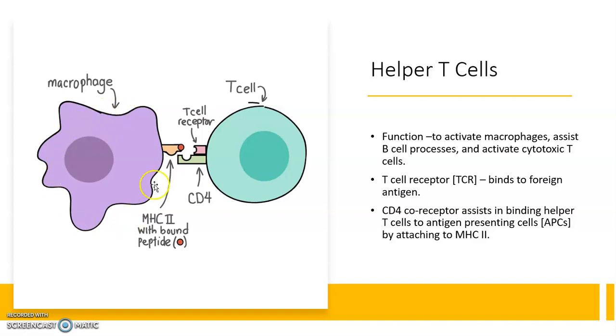MHC class II receptors are typically present on cells that we call APCs, or antigen-presenting cells. Antigen-presenting cells are typically going to use their MHC class II receptor to bind to a helper T cell receptor, and then the CD4 co-receptor is going to help that binding. Once this happens, that will typically fully activate the helper T cell, and then once the helper T cell is fully activated, that's when it's going to release chemicals to activate those macrophages, the B cells, and the cytotoxic T cells.